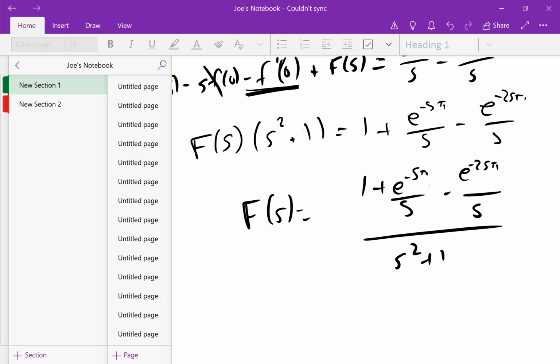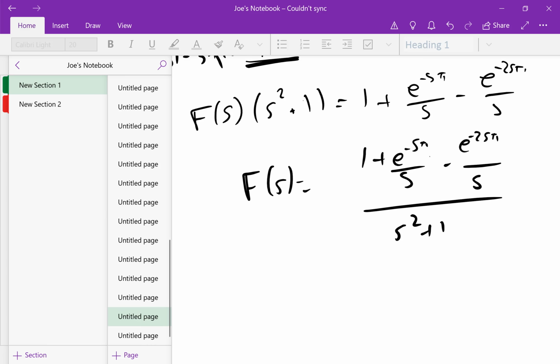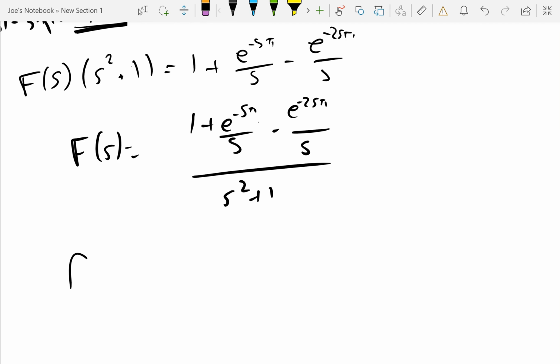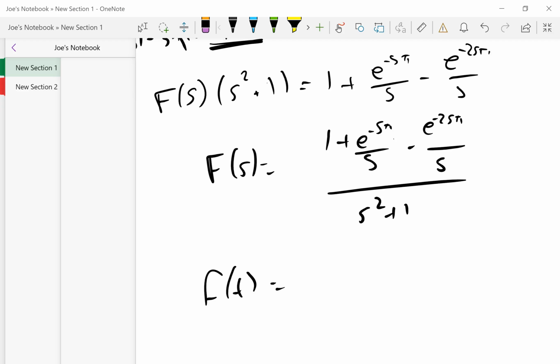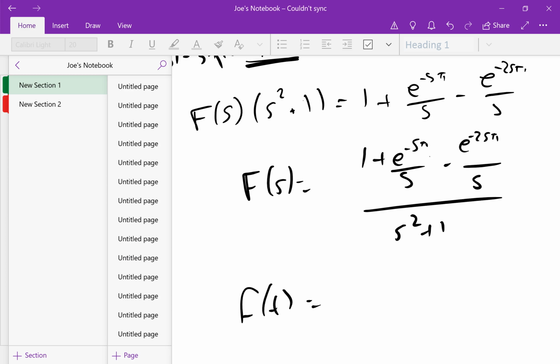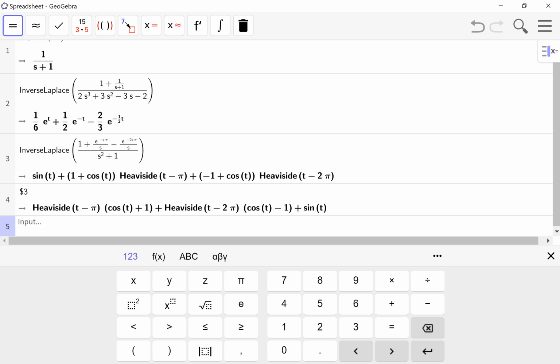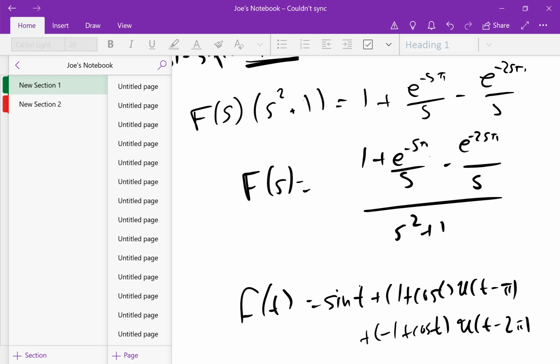So we write our solution then using the unit step functions. We've got f of t is equal to sine of t plus 1 plus cosine of t times the unit step function of t minus pi. And then I believe it was negative 1 plus cosine of t times the unit step function of t minus 2 pi. Let me double check that. Yeah, that was the solution. So there it gives us our solution.